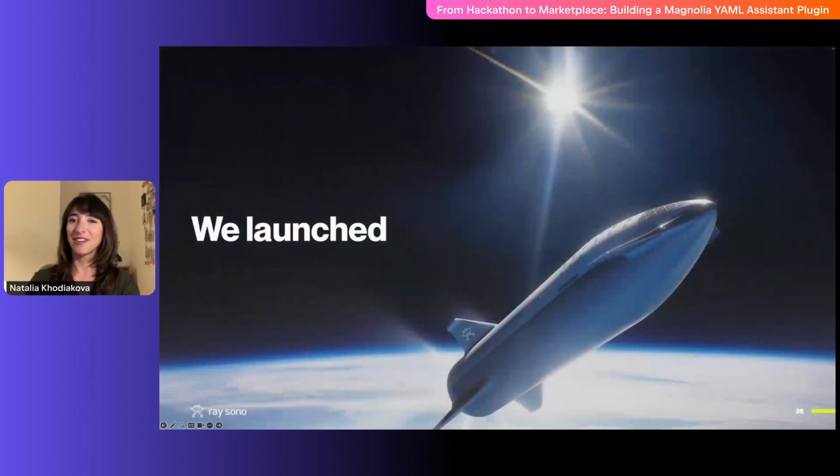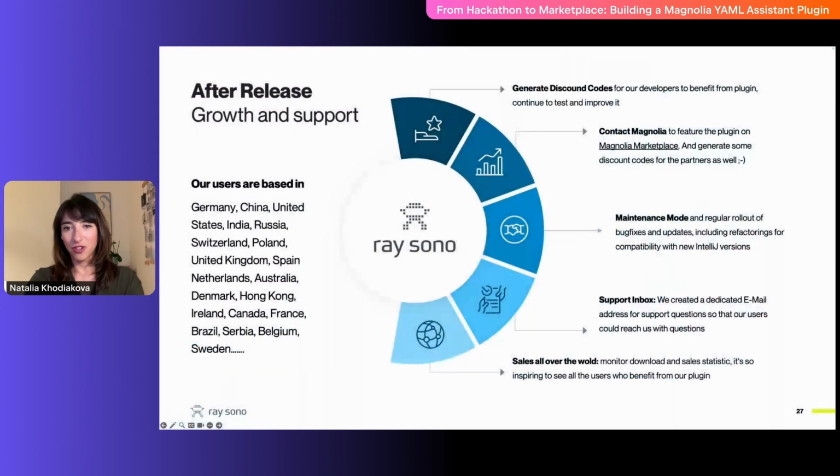So we launched the plugin on the official JetBrains Marketplace. It was an incredible feeling. At Ray Sono, we have a release fridge, and that day it served us well. After the official launch, we saw some immediate traction, which was really encouraging. And the first thing we did was make sure our internal developers had access to the plugin. So we generated 100% discount codes for them. This allowed our team to continue using the plugin under the same terms as our external users, which helped us gather even more feedback for future improvements.